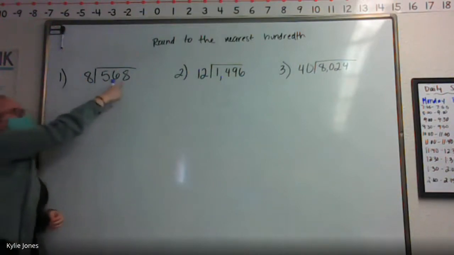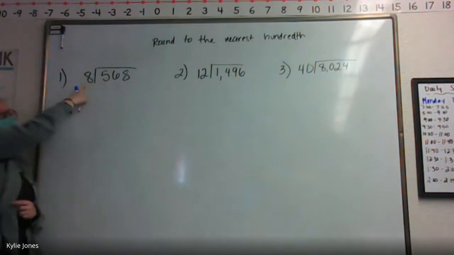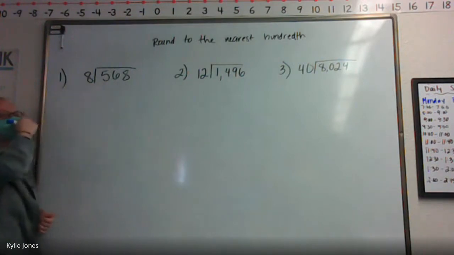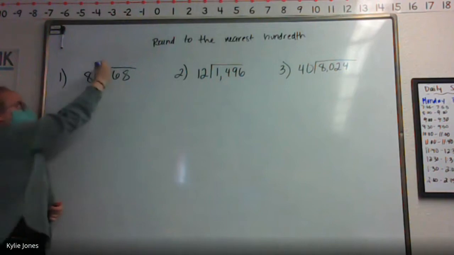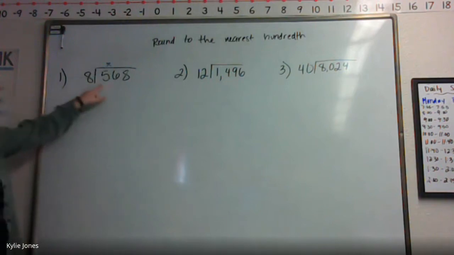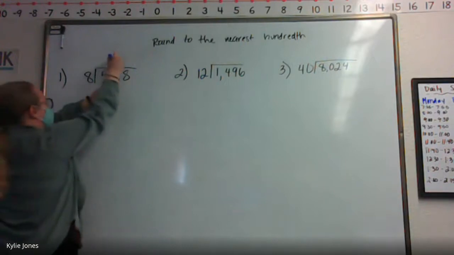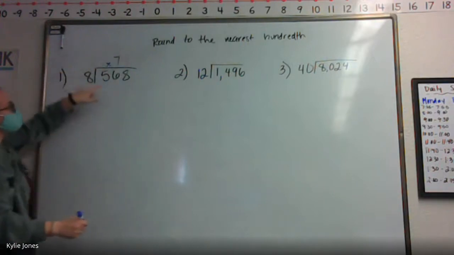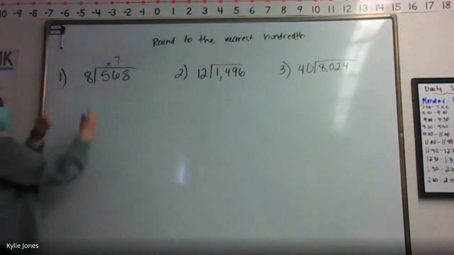So we're doing 568 divided by 8. Does 8 go into 5? No, so we're going to put an X above there. But does 8 go into 56? Yeah. How many times? Goes in 7 times. And then we do 7 times 8, and what goes underneath? 56.